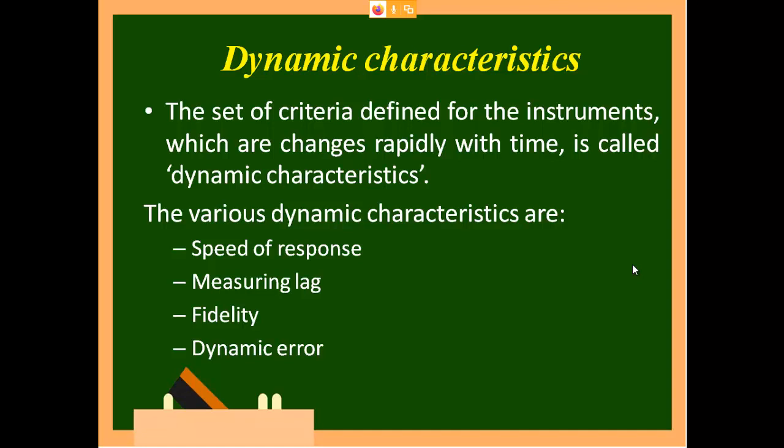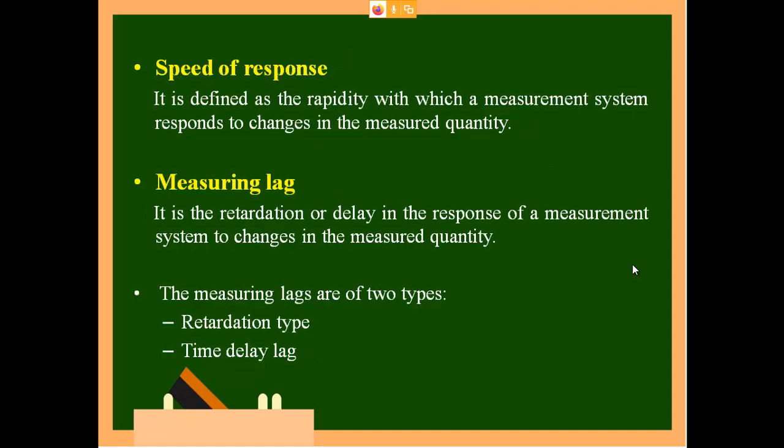So if the actual value and the time taken for my meter to reach that particular value differ, we call it lagging. Then fidelity, then comes your dynamic error. So let us see one by one.